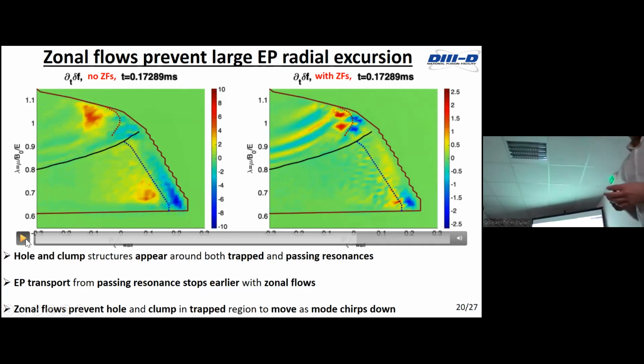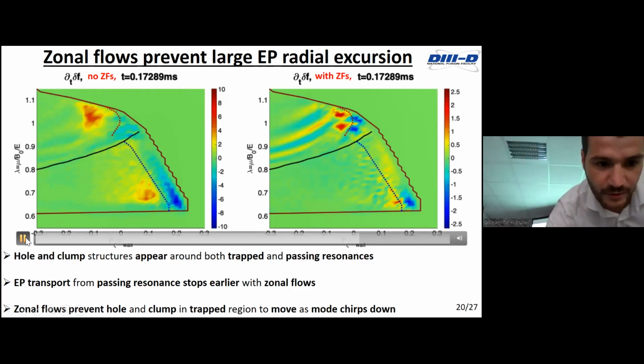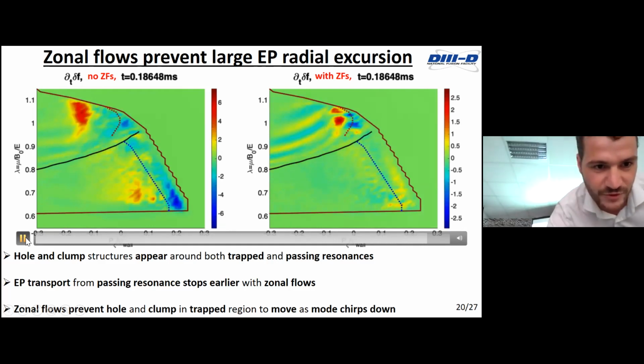You can see that the passing resonance starts to die out much quicker in the simulation with zonal flow, while it's still significant for the other case. You can also see that without zonal flow, the clump associated to the trapped resonance is starting to drift away to larger psi position, which is totally normal because the mode is downshifting. Here, the clump is just following the resonance being moved in that direction. But with zonal flow, the clump doesn't move at all. You can see it even better if I go on in the simulation.